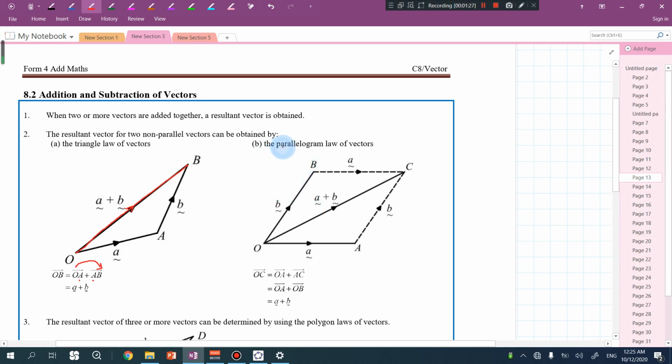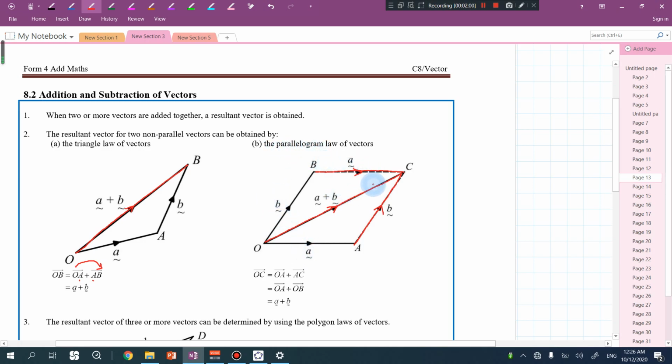Now, if I want to use the parallelogram law, I transfer the vector B over here. Draw a line, same length, same gradient, same direction. And then the OA, I move it up here, same length, same gradient, same direction. Now the diagonal of the parallelogram, this line, will be the resultant vector of A and B. This is the parallelogram law.